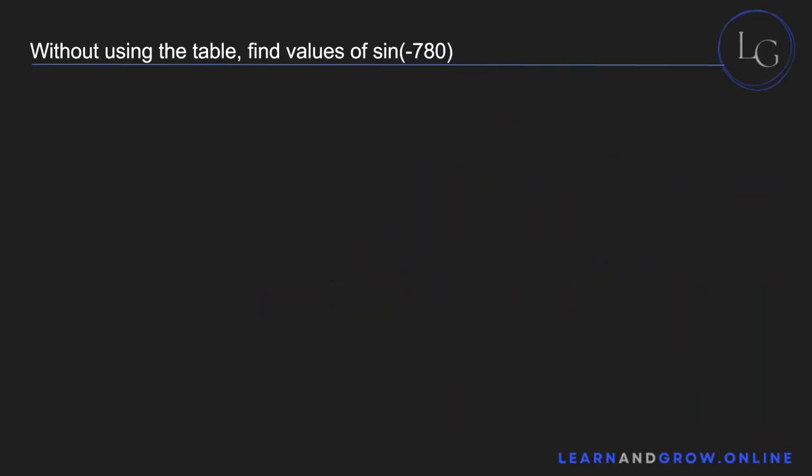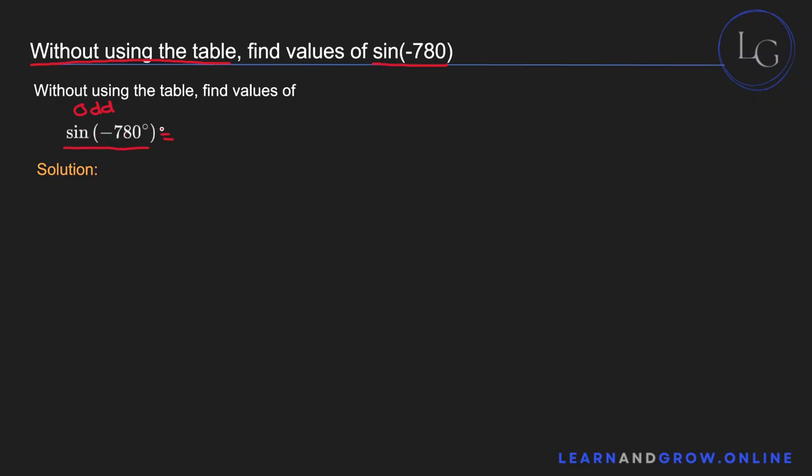Now, let's find the value of sine negative 780 without using the table or the calculator. Now, this is a big number. So the first thing that you must remember is that the sine function is an odd function, right? An odd function means that basically sine negative alpha can be written as negative sine alpha, which means that sine negative 780 can be written as negative sine 780. Okay, the first rule.